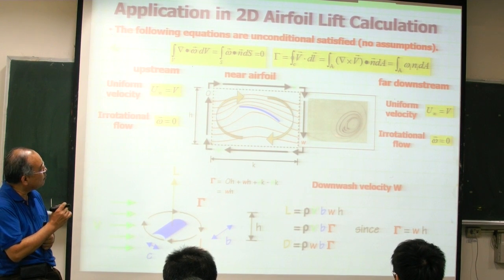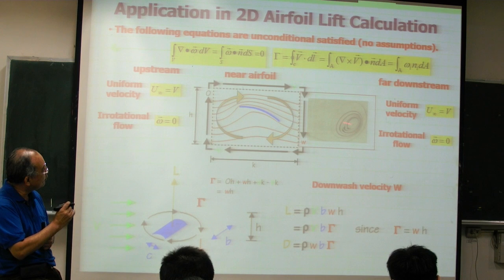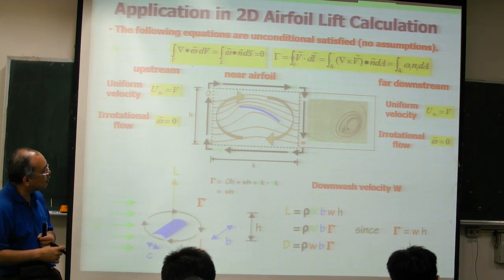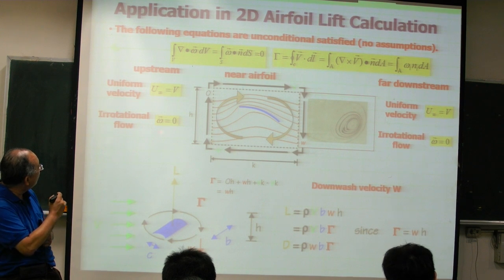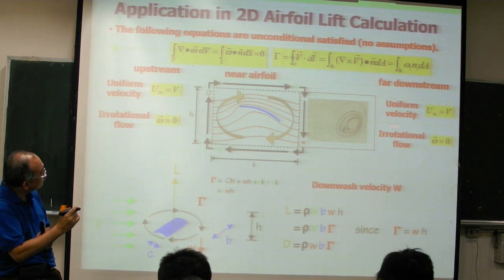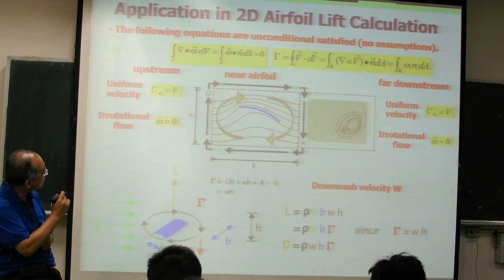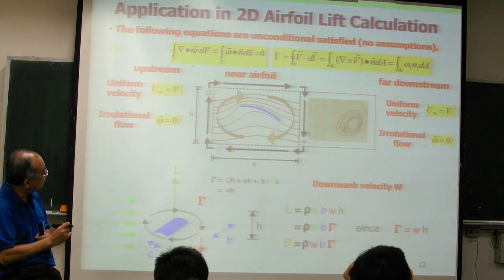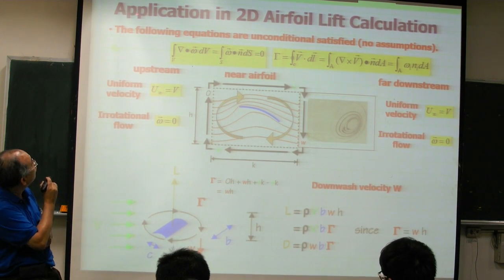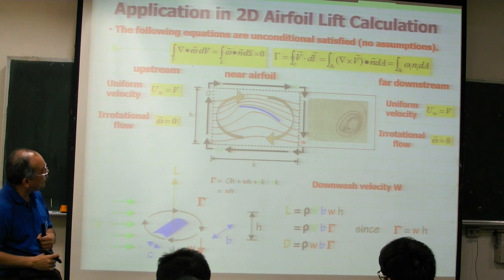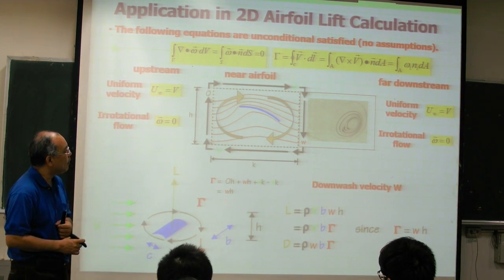But based on the starting vortex here, we can generate the circulation, and these two vortices should cancel each other. So upstream is a uniform flow and irrotational flow, and downstream is also uniform, irrotational flow. However, in the near field we have a circulation, and this circulation will contribute to the lift. That's how we apply the starting vortex phenomenon to the airfoil lift calculation.